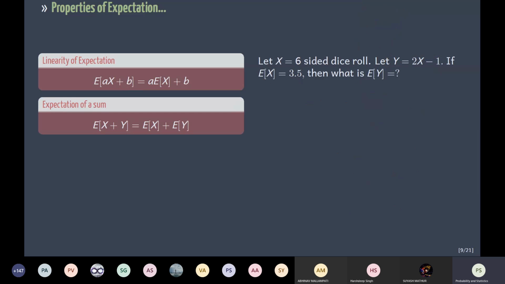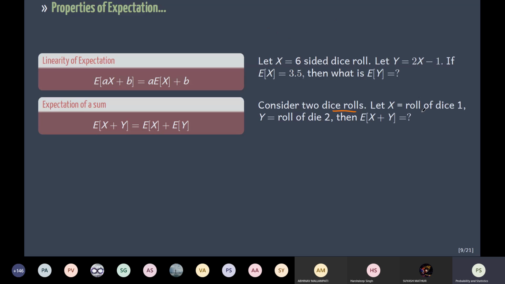And then another property is that the expectation of X plus Y is the expectation of X plus the expectation of Y. This again follows from linearity. All of this is something we can prove from the basic definition. Just by using the definition of the sum of xi times p of xi, you can prove all these results. So let us see an example of this.